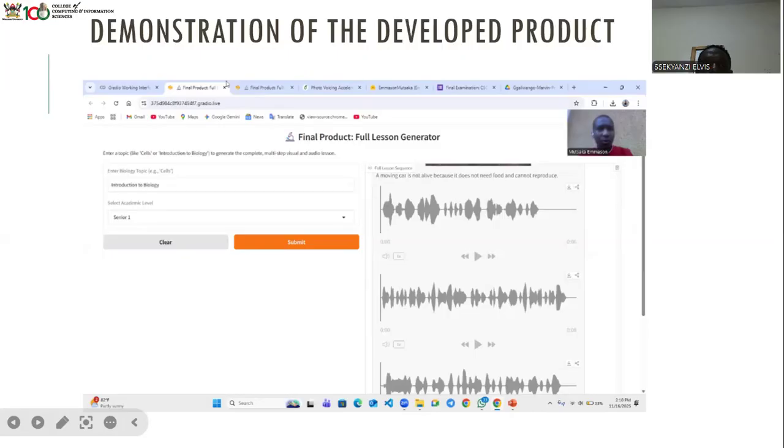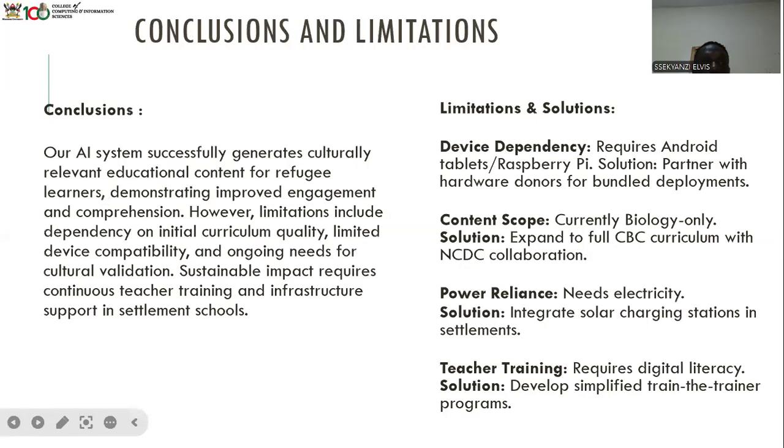The conclusion: the AI system successfully generates culture-relevant educational content for refugee learners, demonstrating improved engagement and comprehension. And basically, the limitations: we have device dependency, it requires Android tablets or any device. The content scope currently covers biology and a few topics, not all. And then power reliance, it requires electricity and teacher training.